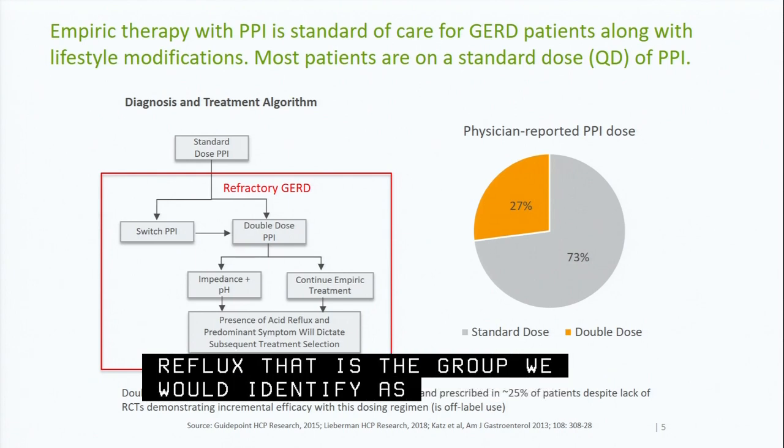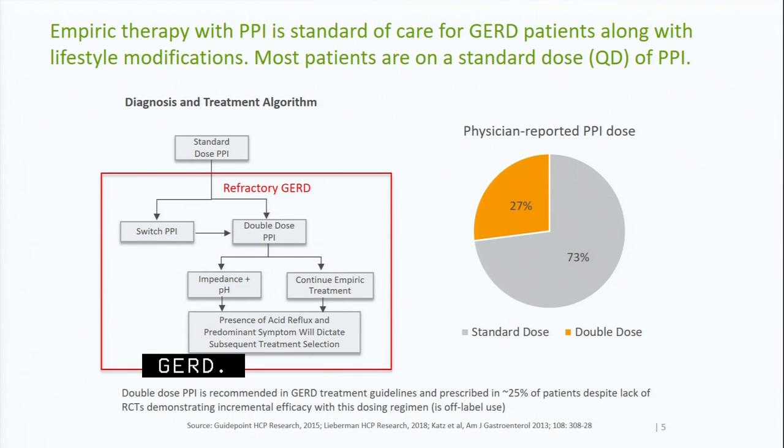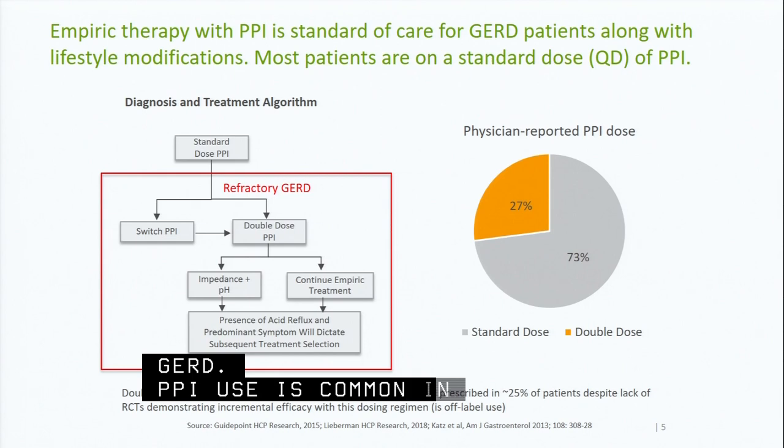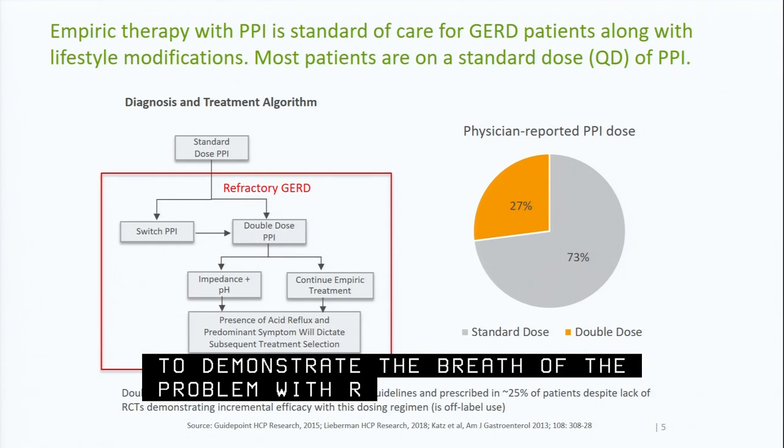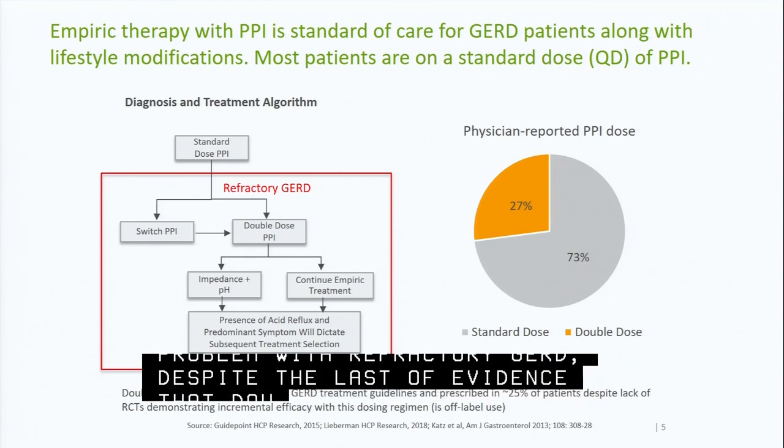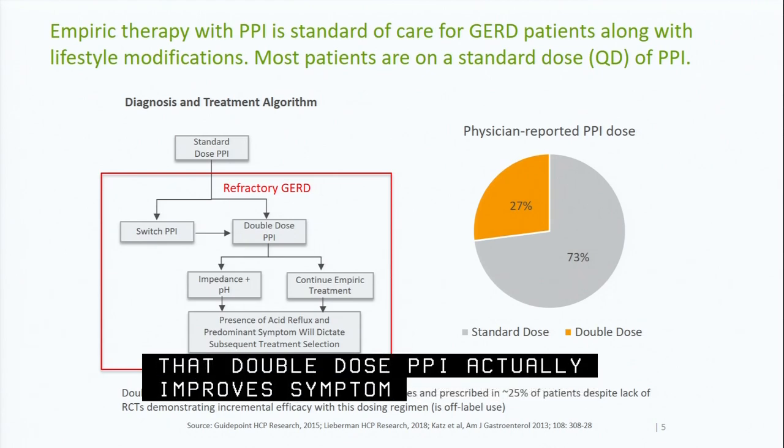And again, as I mentioned, PPI use is very common in this space, but to demonstrate the breadth of the problem with refractory GERD, it's important to realize that despite labeled use for GERD to include once-daily PPI, many physicians use BID PPI for this more difficult to treat population, despite the lack of evidence that double dose PPI actually improves patient symptoms. And that's one of the reasons we're interested in this space, to try to understand more directly what those patients are suffering from.